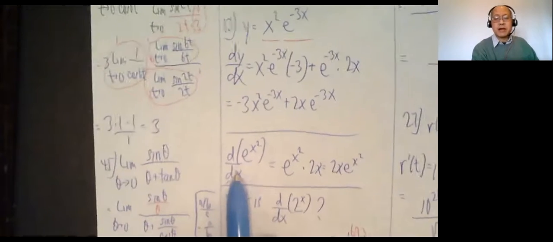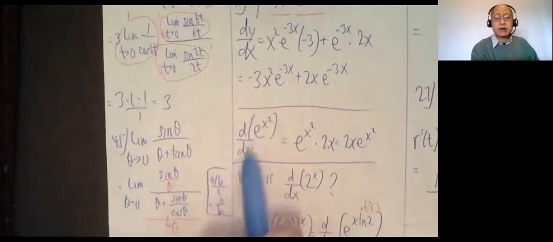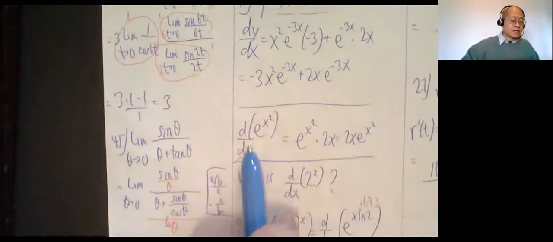All right, so here's a problem that I just made up. It's not necessarily in the text, although it shows up in some form. What's the derivative with respect to x of e to the x squared?